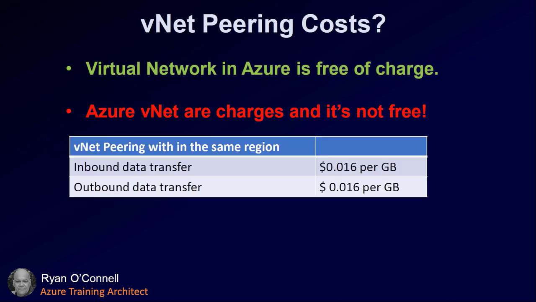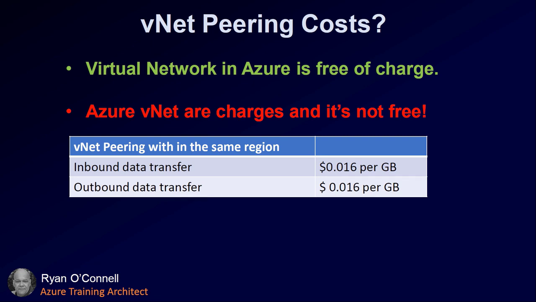Again, a virtual network in Azure is free of charge. However, the Azure vNet pairing itself is not free. You're charged for inbound and outbound traffic, and as you can see, it's not that expensive. It's pretty cheap. It all depends on what you want to do with your vNet.